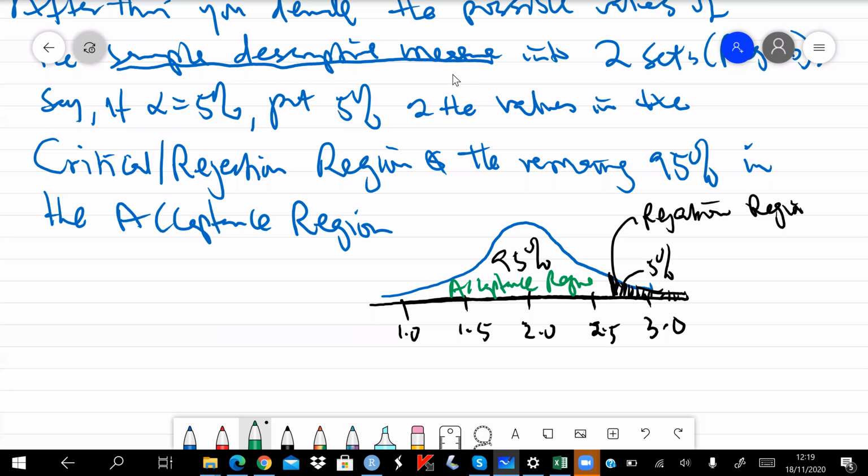So you divide the entire distribution of all the possible values of the sample measure into two sets, where one side is called the acceptance region and the other one is called the rejection region. This border point, or this line that separates the acceptance region and the rejection region, is called the critical value.